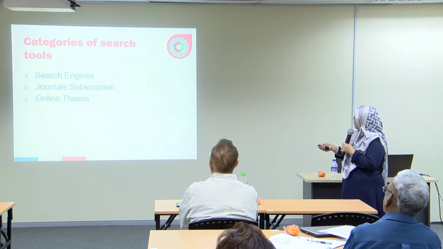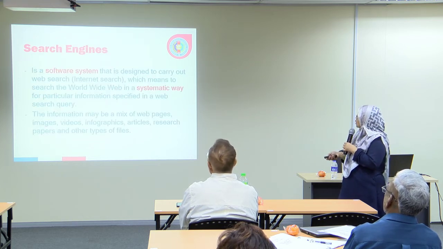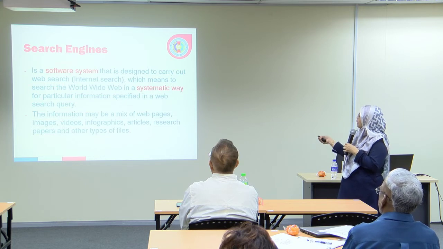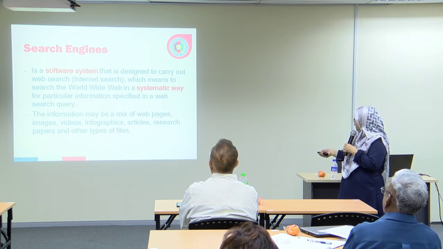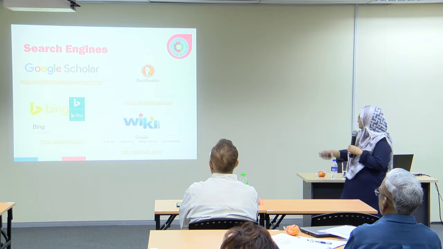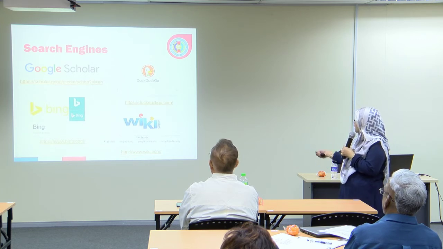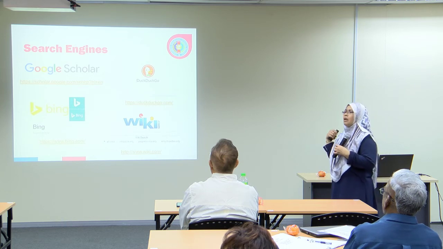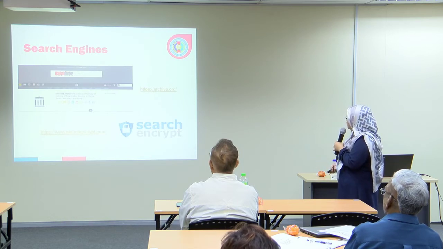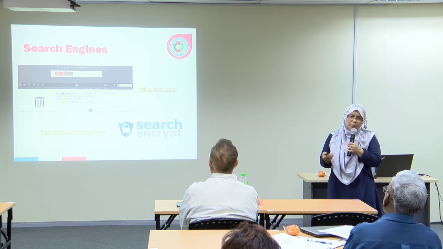Search engine, okay, journal subscription and online thesis. You can check all of them. Software system, internet search, and we can also look at the relevant web, a mix of pages, images, videos, infographics, articles, research papers. Okay, this is what we mentioned earlier: Google Scholar, DuckDuckGo, Bing. A lot of information we can search from the internet. Search engine, okay. But now we can use Google, very informative, okay.